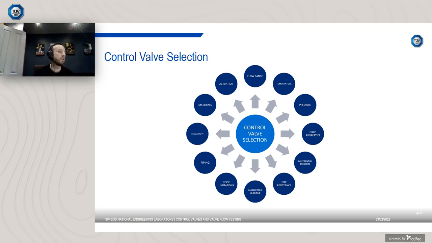Noise limitations. This is quite an important one. Control valves can be very noisy, especially if cavitation is likely to be a problem within the valve, which I'll talk about later on. But you might have noise regulations that you need to comply with, or the valve might be intended for sensitive applications where noise might alert people to certain things. In that instance, noise becomes quite an important factor when selecting the valve.